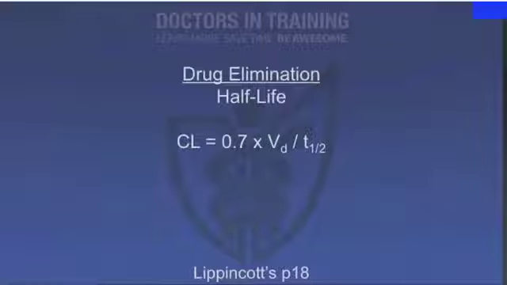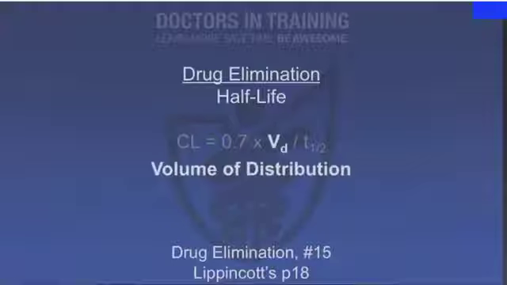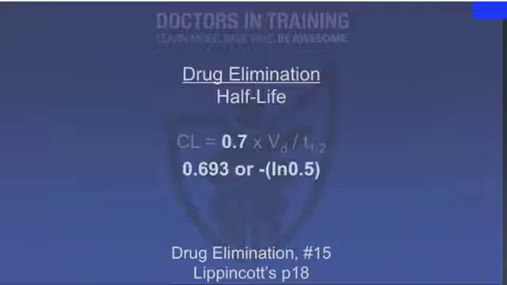The absolute amount of drug that's excreted is going to depend on the concentration. So the important equation here is clearance equals 0.7 times the volume of distribution divided by T1/2. And T1/2 is your half-life. Sometimes instead of 0.7, you'll see 0.693. The real factor is negative natural log of 0.5, which is something like 0.693 something something. 0.7 is close enough. It'll get you close enough for your calculations.